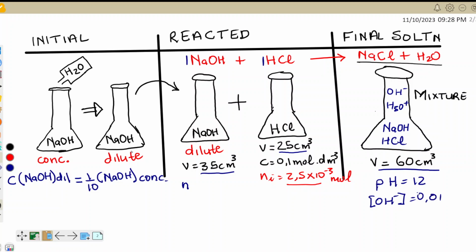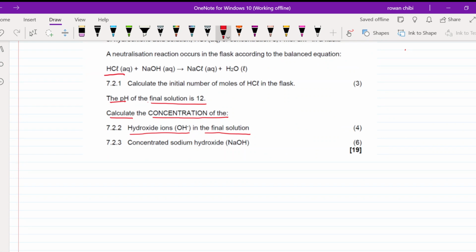Now let's look at the following question. I think it's the last question now, 7.2.3. Calculate the concentration of the concentrated sodium hydroxide solution. Okay, so now we want the concentration of the concentrated sodium hydroxide.